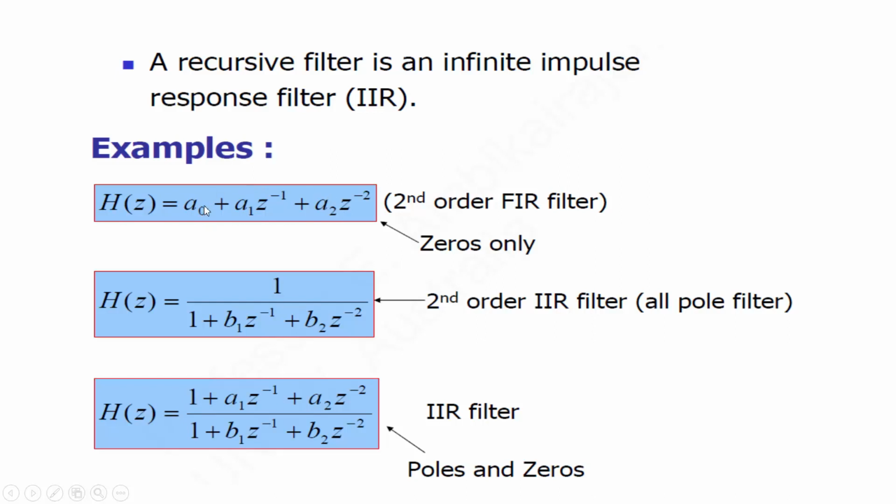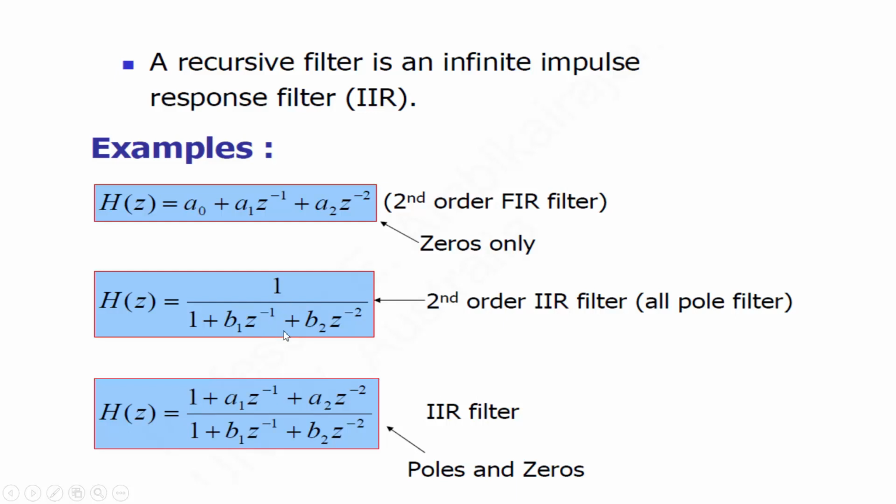H(z) is equal to a naught. So this is a feed forward system. This is a second order FIR filter because the highest power of z is minus 2. So therefore it's a second order FIR filter, only zeros. This system has only zeros, no poles are there. Therefore this is an FIR filter. Now let's take the second example. This is again a second order filter because the highest power of z is minus 2.